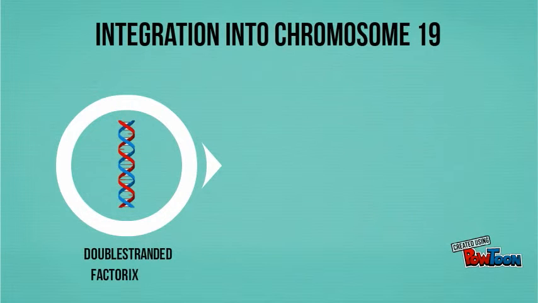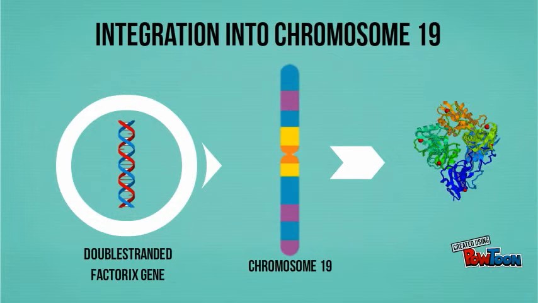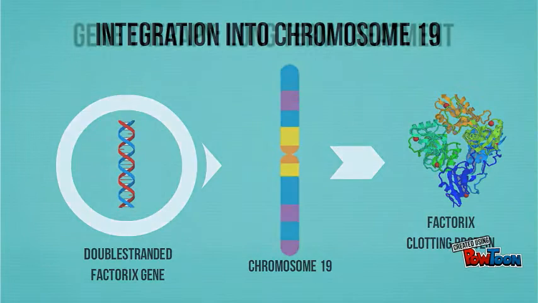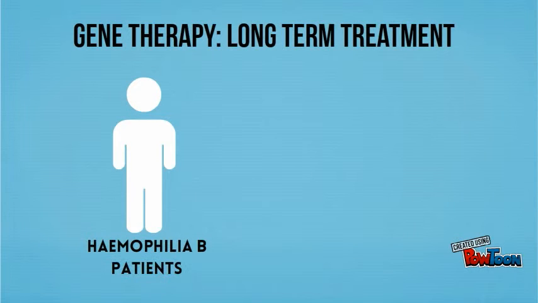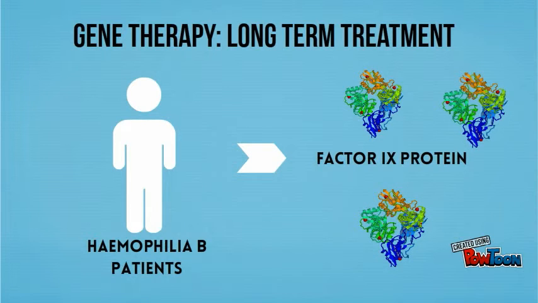The factor IX gene is then integrated into chromosome 19, allowing the cell to begin production of the factor IX blood clotting protein. Through this biotechnology, hemophilia B patients can start to produce their own treatment, improving their quality of life.